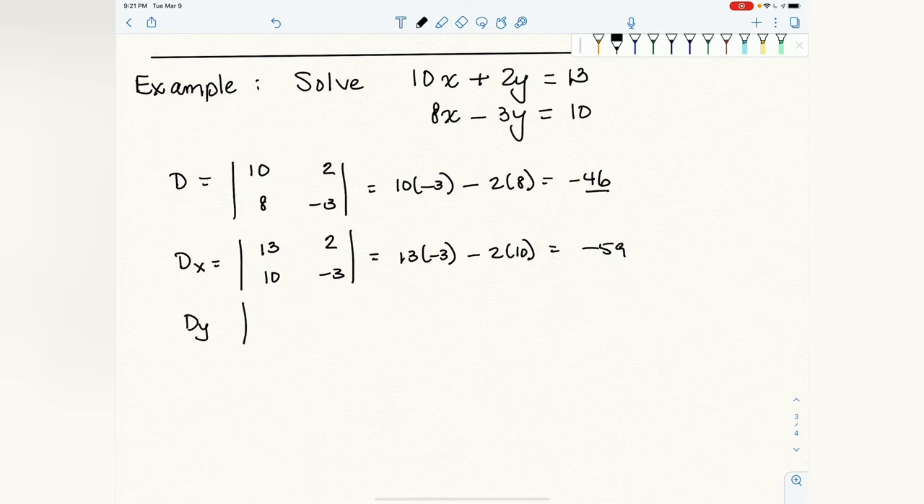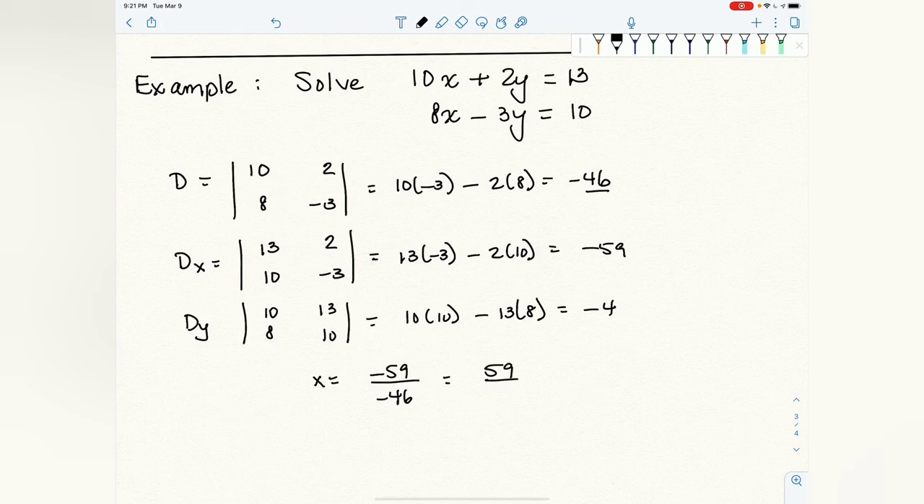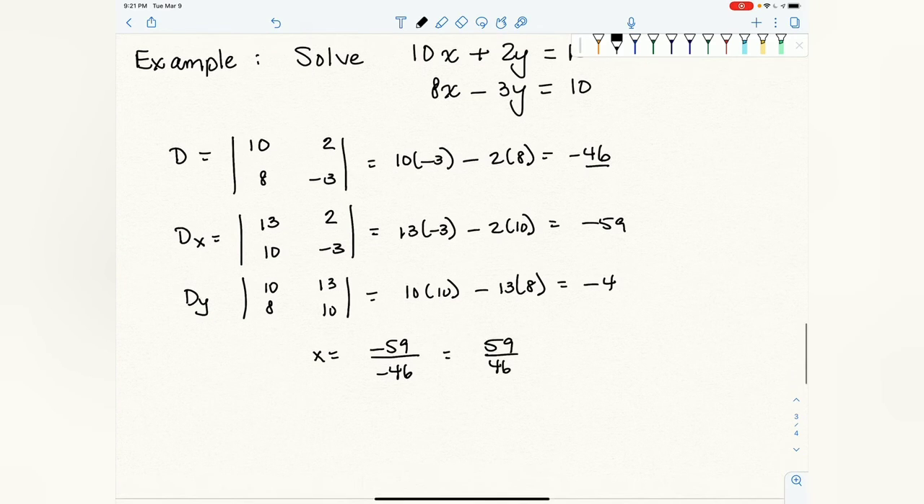And Dy finally, so the first column stays the same from the original, the 10, 8. The right-hand side is 13 and 10, and that looks like 10 times 10 minus 13 times 8, and that should be negative 4. So that means that x is equal to Dx, which is negative 59, over D, which is negative 46, which I'll write as 59 over 46, and y is equal to Dy, which is negative 4 over negative 46, and as always, we should reduce. That's 2 over 23. So there's a solution by Cramer's rule.